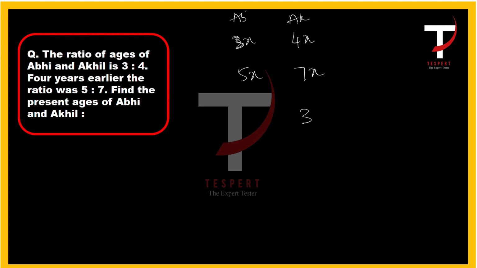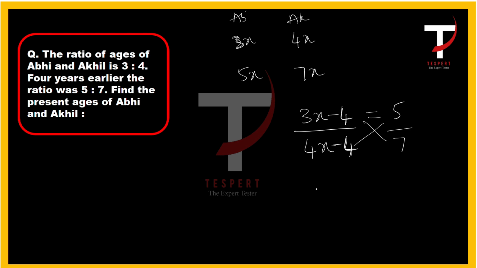So the present age of Abhi is 3x and before 4 years, so minus 4, that will be equal to the age before 4 years, that is 5, divided by the present age of Akhil is 4x and before 4 years, that means we must subtract, and the age before 4 years is 7.